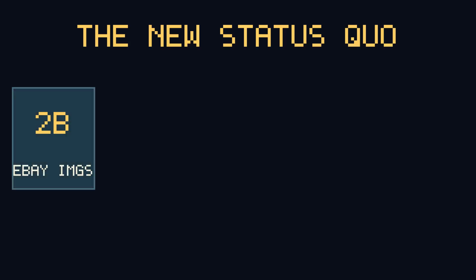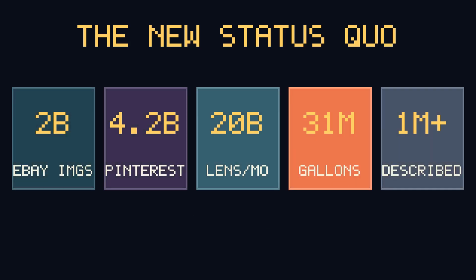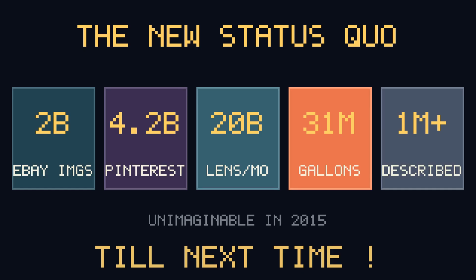Let's wrap it up by summarizing everything that we've talked about. eBay searches 2 billion images, Pinterest is a $4 billion business built on an interaction that didn't exist before, Google Lens takes 20 billion searches a month, Deere saves 31 million gallons of herbicides a year, and millions of blind people have descriptions of photos that were unimaginable in 2015.